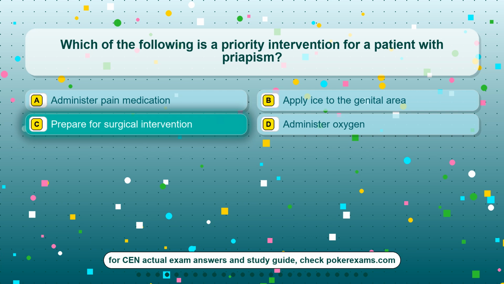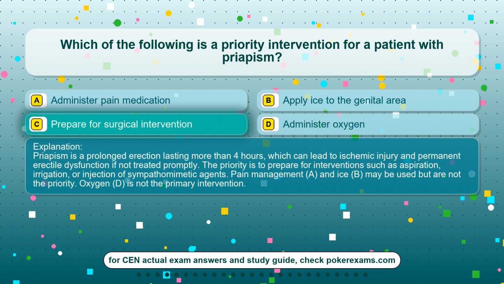The correct answer is option C. Prepare for surgical intervention. Priapism is a prolonged erection lasting more than 4 hours, which can lead to ischemic injury and permanent erectile dysfunction if not treated promptly. The priority is to prepare for interventions such as aspiration, irrigation, or injection of sympathomimetic agents. Pain management, A, and ice, B, may be used but are not the priority. Oxygen, D, is not the primary intervention.